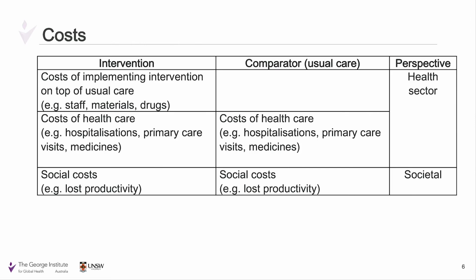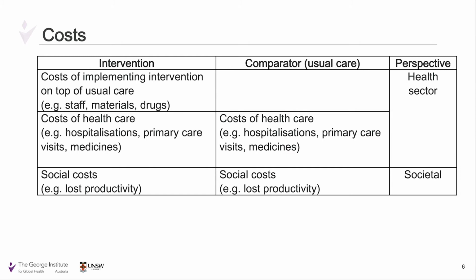So if we look in a bit more detail at what we're trying to measure, on the cost side, there are a number of components that we are interested in. We're interested in the intervention and also the comparator, which is often the usual care. The first component of cost is the cost of the actual intervention itself. Whether it's a new drug or a new health promotion program, the most obvious thing that we need to cost is the cost of that program itself, so the cost of implementing that program on top of usual care.